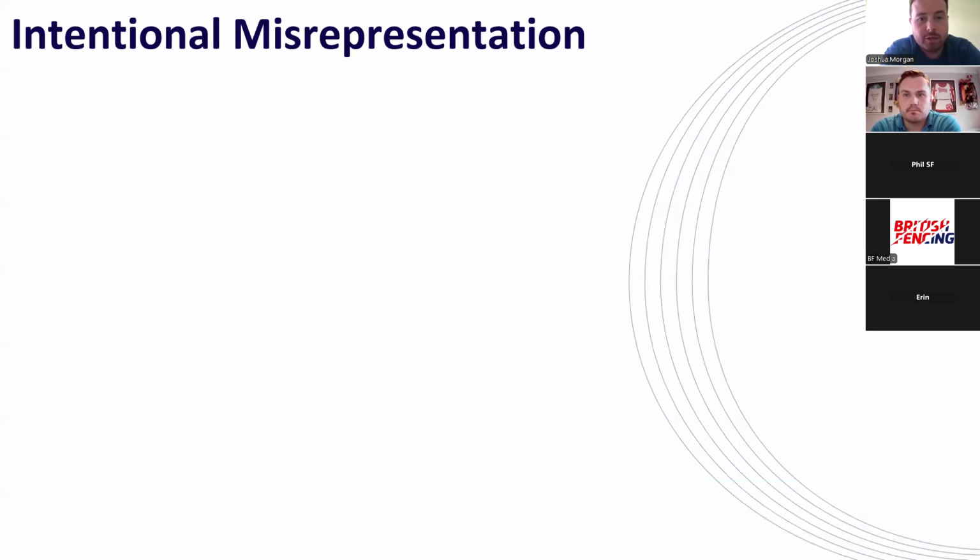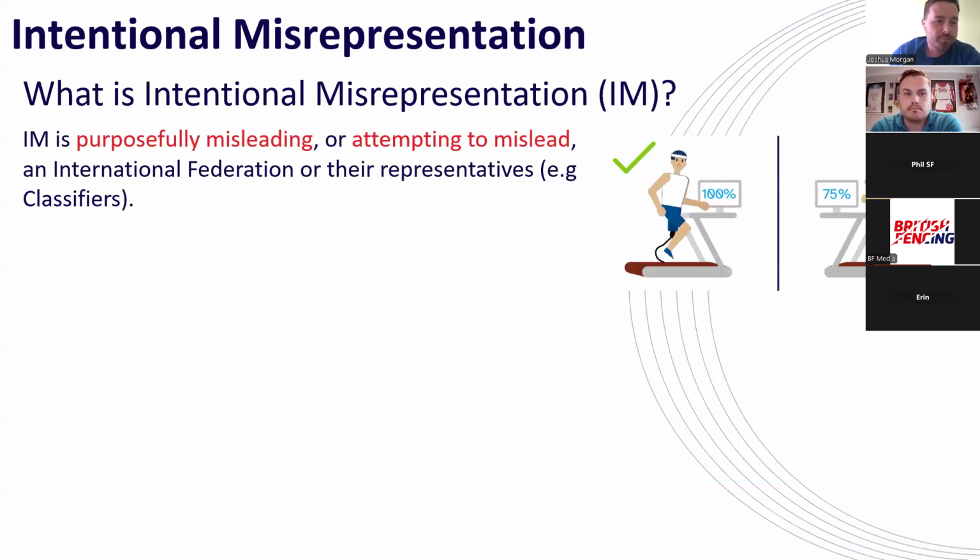Intentional misrepresentation. What is intentional misrepresentation? This is essentially an athlete or support personnel purposefully misleading or attempting to mislead a classification panel. This happens where people try to gain an advantage by not demonstrating the full extent of their impairment, to try and get into a sport class where they feel they can be more competitive, essentially cheating the system.